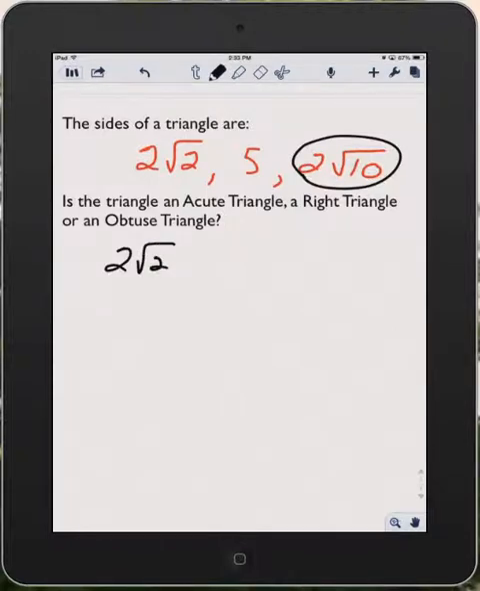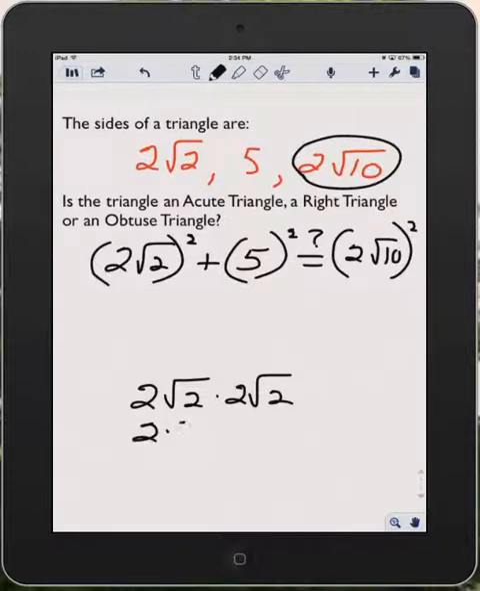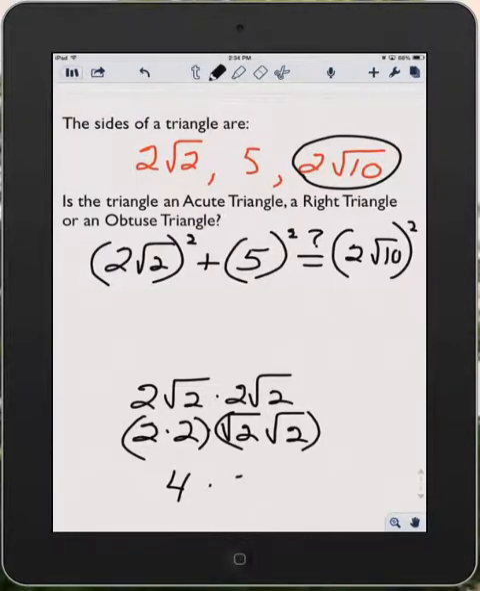2 times square root of 2 squared, added with b squared, 5 squared. Does that equal the longest side squared? Well, taking 2 times square root of 2 and squaring it, you should be able to go 2 times square root of 2 times 2 times square root of 2. I like to change the order for people that have trouble with something like this. And we have 2 times 2 is grouped together. That equals 4. Square root of 2 times square root of 2 equals 2. And 4 times 2 equals 8.